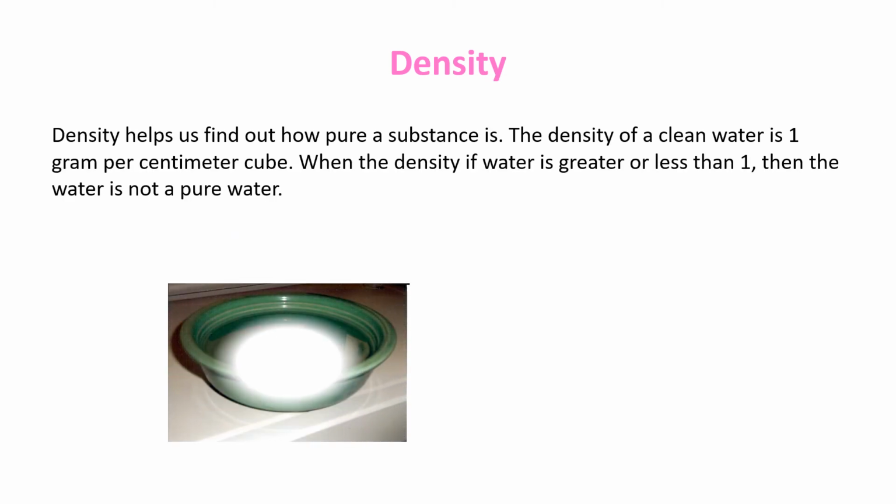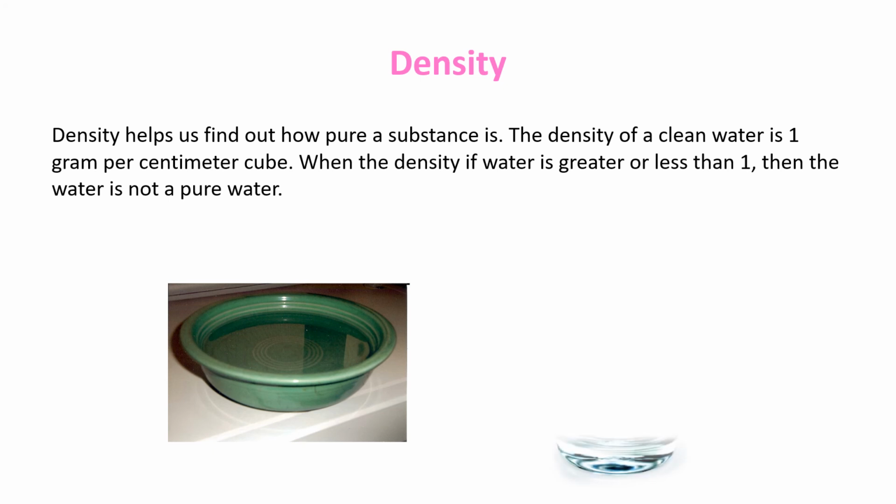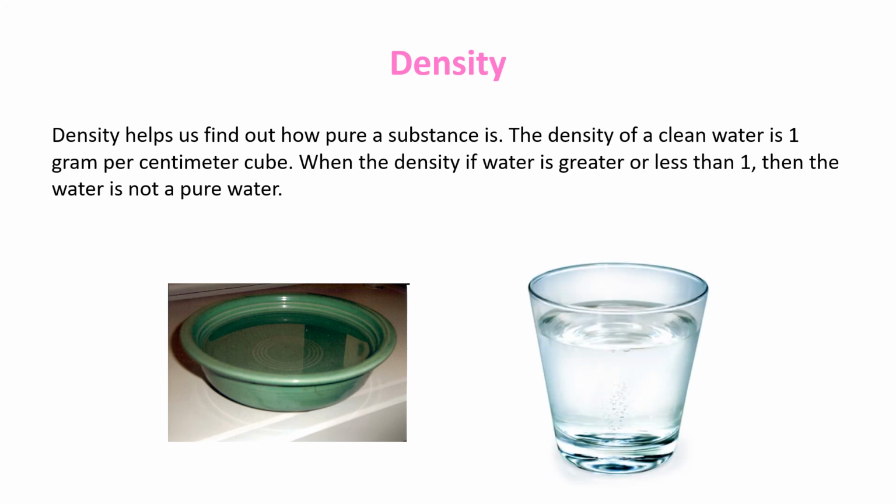Density helps us find out how pure a substance is. The density of clean water is 1 gram per centimeter cube. When the density of water is greater or less than 1, then the water is not pure water.